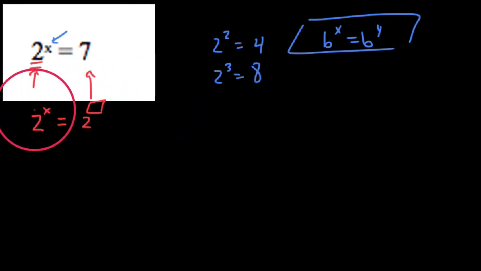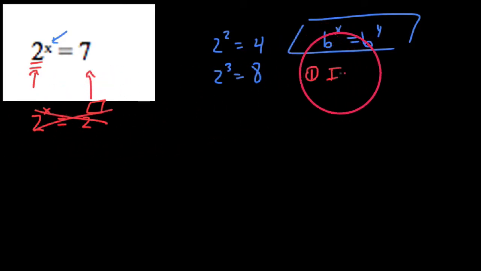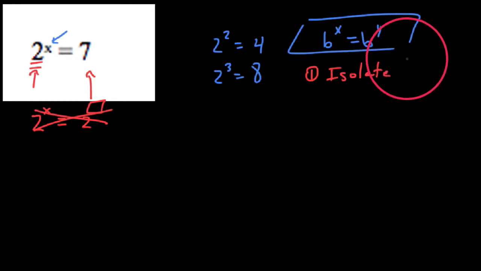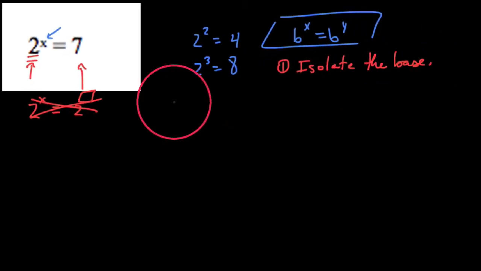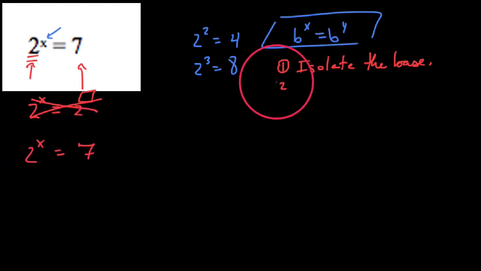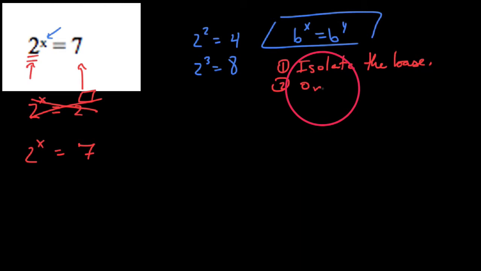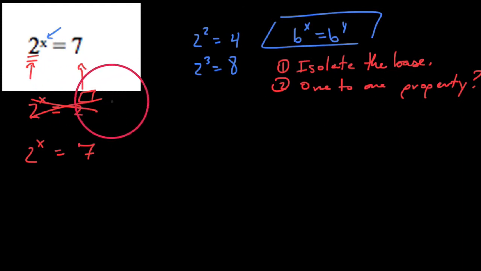So we're going to have to adopt a modified method here. My suggestion is: when you're solving exponential equations, you isolate the base. We have some isolated base here on the left. Then step number 2, I'm just going to write this: one-to-one property, with a question mark. Can I use the one-to-one property like I tried to do here? And in this case, I cannot.